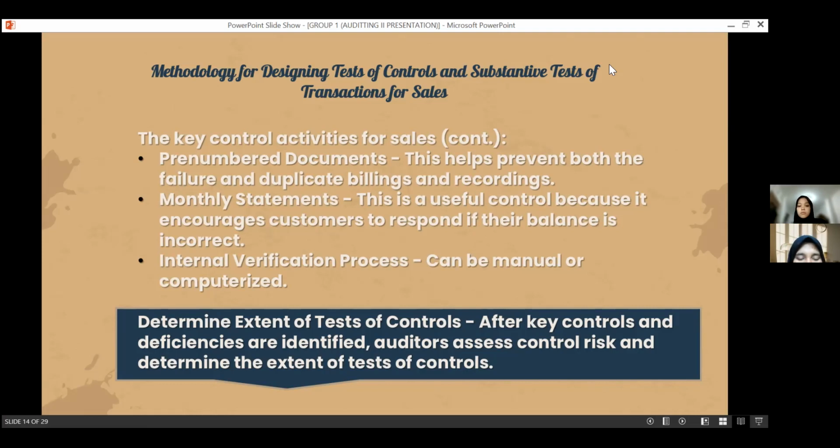Determine extent of test of control after key control and deficiencies are identified. Auditors assess control risk and determine the extent of test of controls.